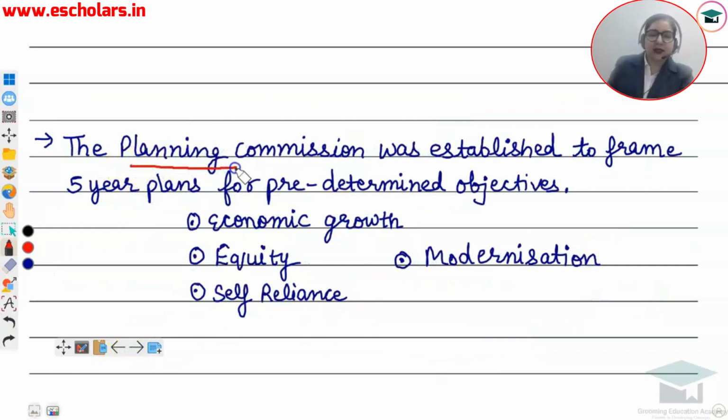Also students, the Planning Commission was set up in the year 1950 in order to do the planning for the Indian economy so that the Indian economy can grow.